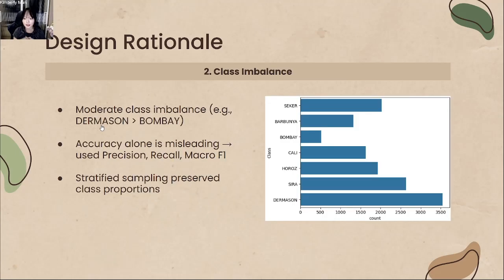Also, we realized that the dataset exhibits class imbalance. For example, the Dermason class has significantly more samples than the Bombay class. If we rely solely on accuracy, then the model could achieve very high performance simply by favoring the majority classes. To address this, we evaluate the models using additional metrics such as precision, recall, as well as macro F1 score to provide a more balanced assessment across all the classes. We also use stratified sampling to preserve the class proportions in both the training and test sets, and this ensures that minority classes such as Bombay are still represented.